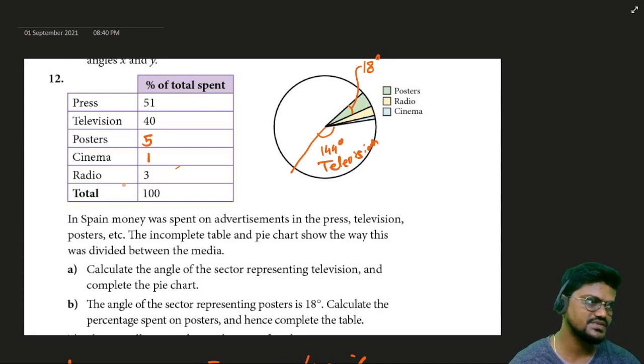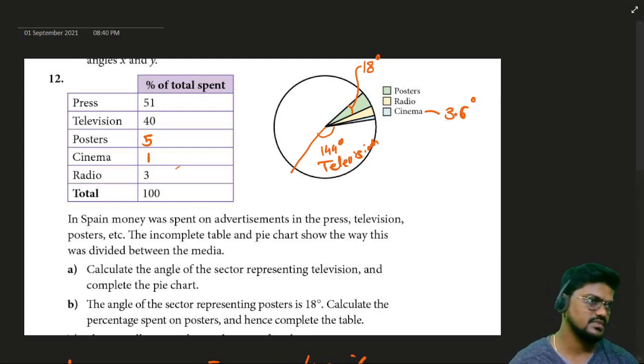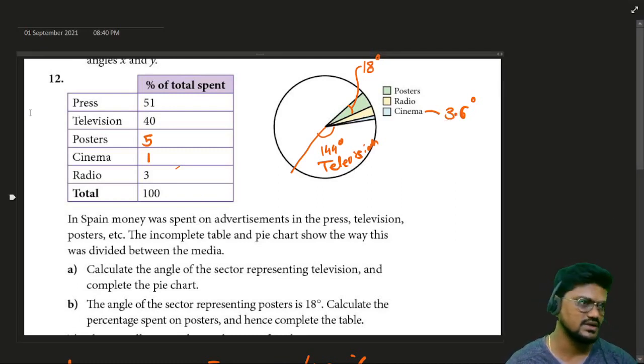it is 1 by 100 into 360. So that is 360 divided by 100, which gives you 3.6 degrees. For cinema, if they ask what is the angle, it will be 3.6 degrees. Since it is coming in decimal, that's why they have not asked. Okay. Next.